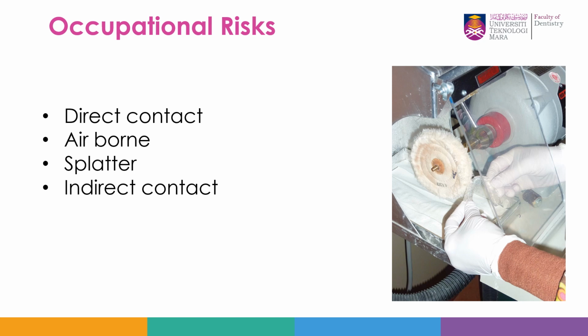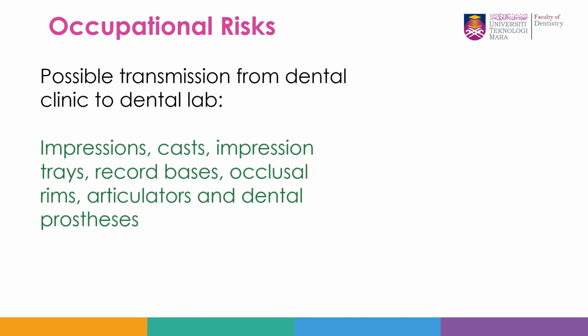All right. Looking at the occupational risk in the dental lab, there will be direct contact, contamination, airborne, splatter, and also indirect contact. So these are almost similar to what happened in the dental clinic too. So you can see these kind of risks do exist in the dental lab. So possible transmission from the dental clinic to the dental lab are via impressions, casts, impression trays, record bases, occlusal rims, articulators, and dental prostheses. So whatever sent to the lab from the dental clinic imposes a significant risk of contamination or transfer of microorganisms from the clinic to the lab. Okay, so we need to take note of this quite carefully.